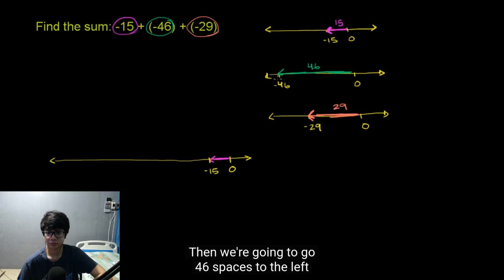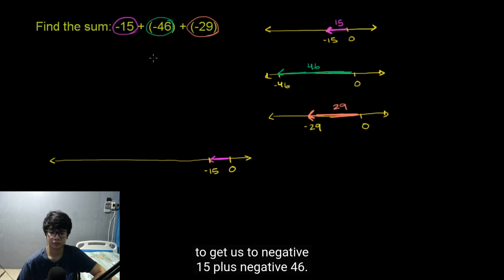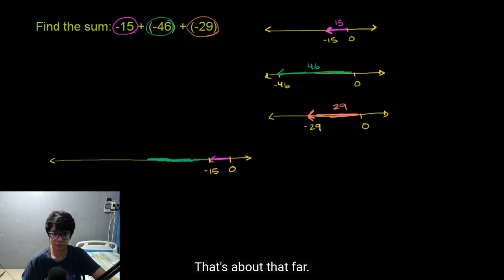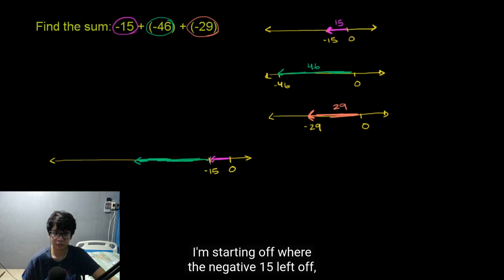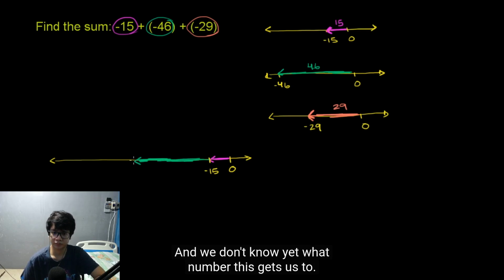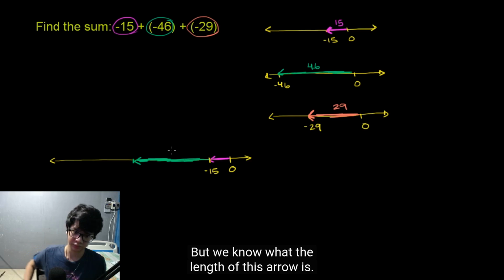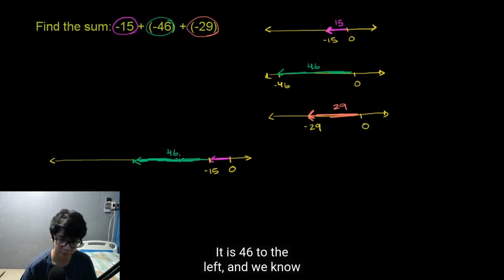Then we're going to go 46 spaces to the left to get us to negative 15 plus negative 46. So then we're going to go 46 to the left. That's about that far. This is really just this arrow. I'm starting off where the negative 15 left off, and then I'm putting that arrow after that. We don't know yet what number this gets us to. We're going to have to do a little math here, and that's actually the point of this problem. But we know the length of this arrow is 46. It is 46 to the left.